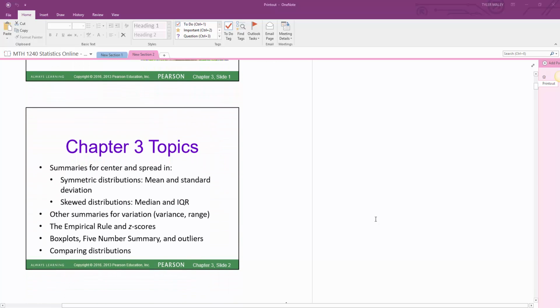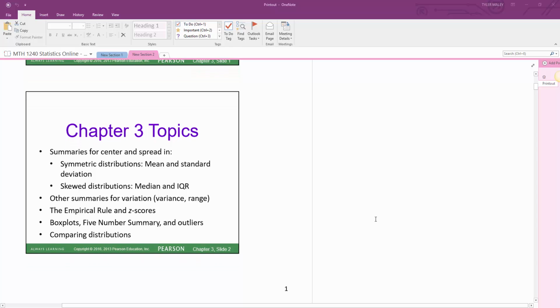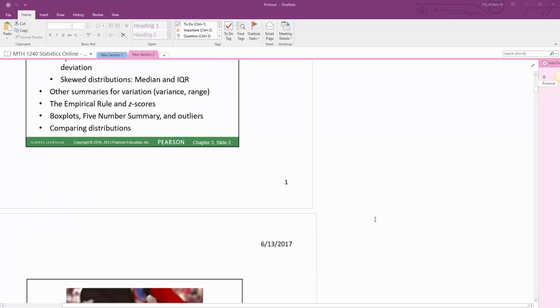So here is the next slide. Here we're given some chapter 3 topics that we'll talk about. We're going to talk about summaries for center and spread in symmetric distributions, so mean and standard deviation. And then also in skewed distributions, so median and IQR, which we'll learn as interquartile range. Also, we'll look at some other summaries for variation, so variance, range, the empirical rule, z-scores, box plots, 5-number summary, and outliers, and then also comparing distributions.